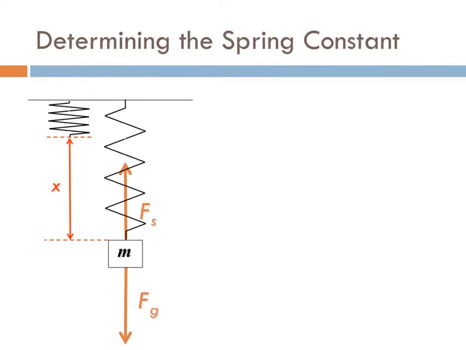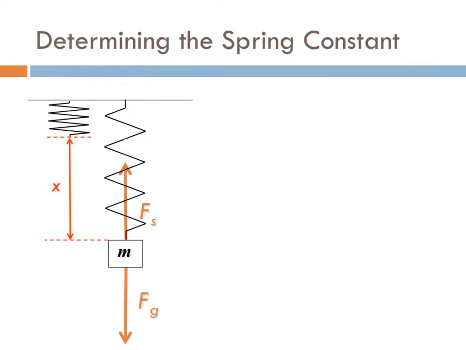So again, if I know that my object has reached another equilibrium position, so I've put this mass on the spring, now it has come to a stop over here, then my downward force, my gravitational force, is equal to my upward force, which is my spring force in this case.